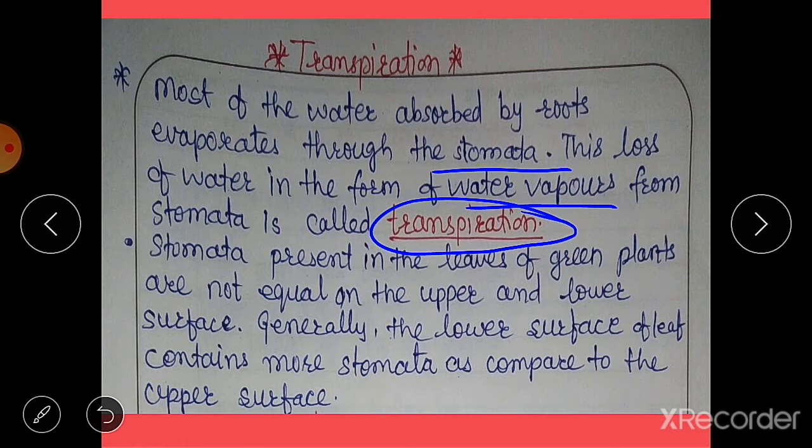Stomata present in the leaves of green plants are not equal on the upper and lower surface. Generally, the lower surface of a leaf contains more stomata as compared to the upper surface.